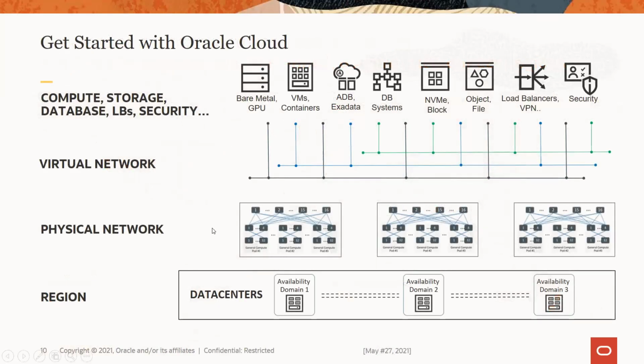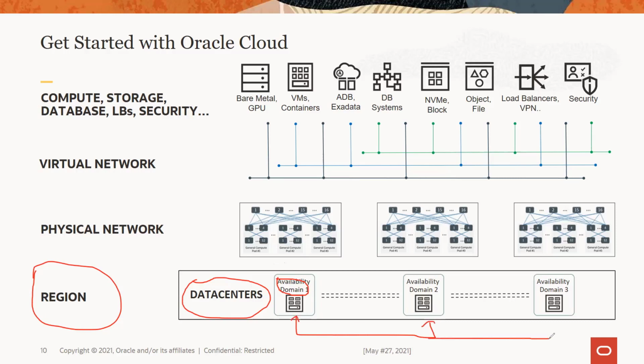This is also a map of how each region is constructed. As you can see here, each region is constructed by multiple data centers. In Oracle Cloud, those data centers are called availability domains. You will see that some regions have just one availability domain, and one of them has 3 availability domains, so 3 data centers. I'm showing you this because you will also see this when you check your costs.